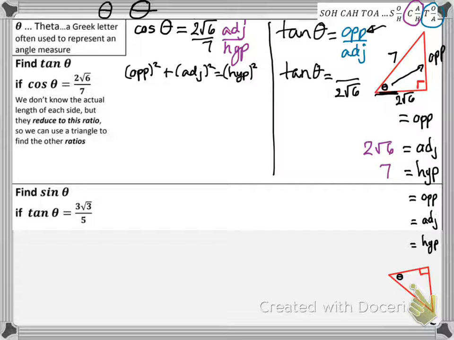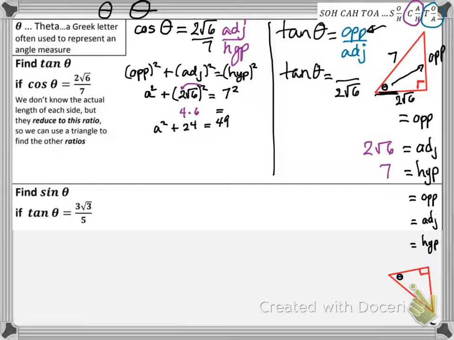I don't know the opposite. I'm going to call it a. I do know the adjacent, 2 root 6, which I'm going to square. And I do know the hypotenuse, which is 7, which I'm going to square. Take a minute, look at 2 root 6. We just did the first part of the notes where we talked about how do we square these. So I'm just going to say 2 squared is 4, and root 6 squared is 6. So that now I have a squared plus 24 equals 49.